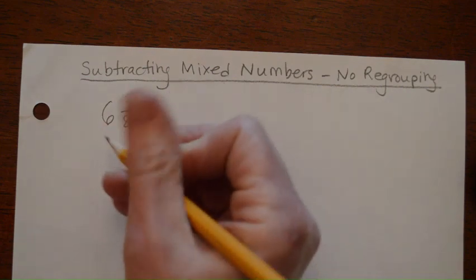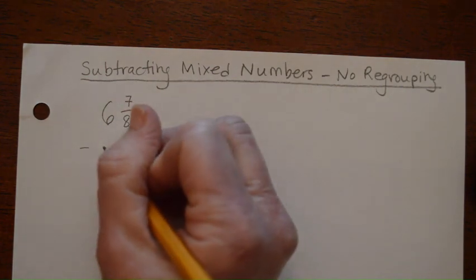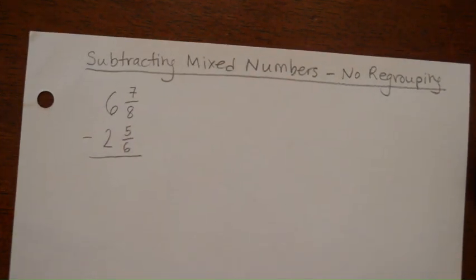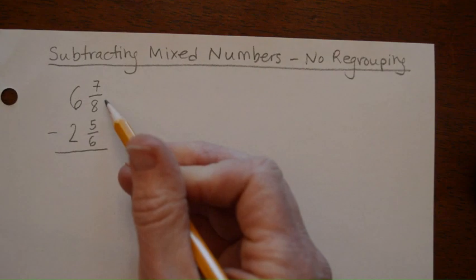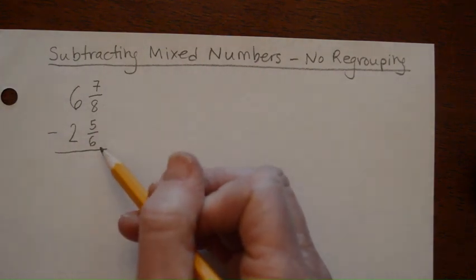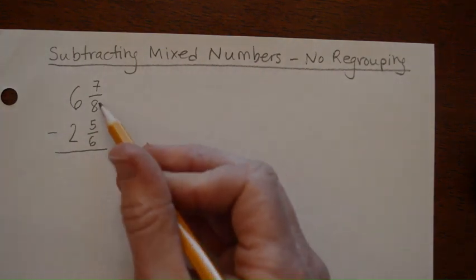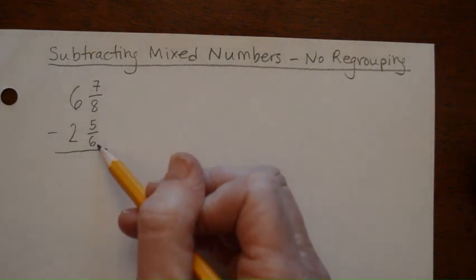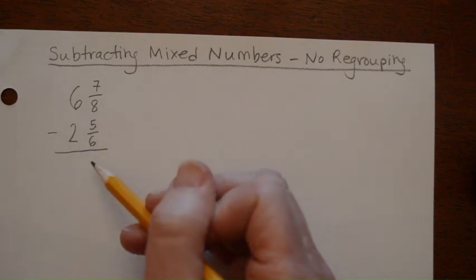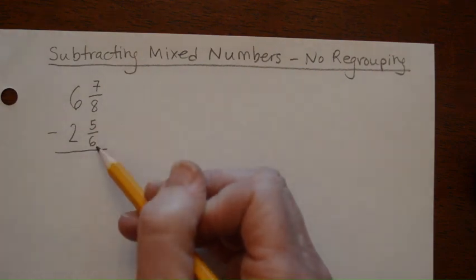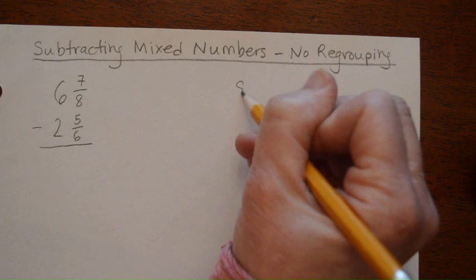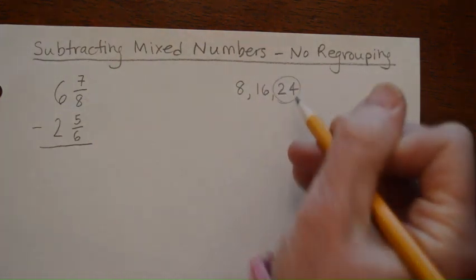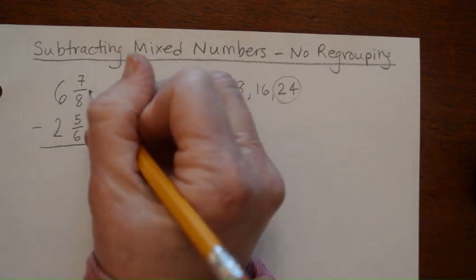So our one with easy denominators is going to be 6 7/8 minus 2 5/6. All right, so again, 6 and 8 both share a common factor of 2, so we're going to be able to find something less than their product as a least common denominator. So 6 times 8 would be 48. We're going to be able to find something less than 48. So if I start skip counting by eighths, I've got 8, 16, 24, that's it right there. 6 goes into 24 also.